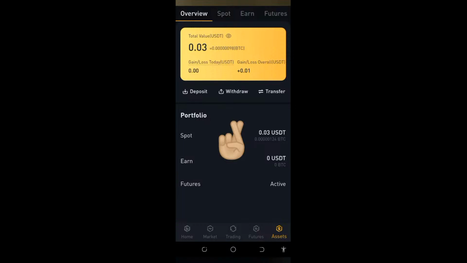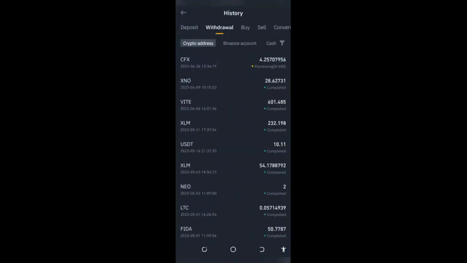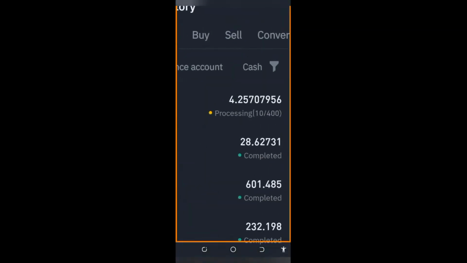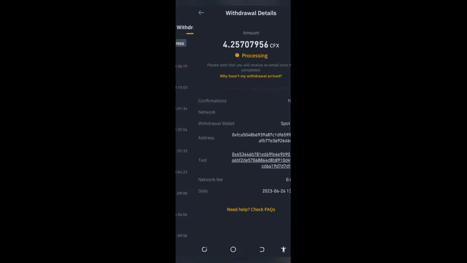I'm waiting. I'm hoping. I'm praying that this works, okay? Because that's going to be a sweet deal, okay? Someone say sweet in the comments. Sweet. Let's keep our fingers crossed. Currently, it's still looking like it's processing, okay? So we're still seeing the processing going on. We've gotten 10 out of 400 confirmations.